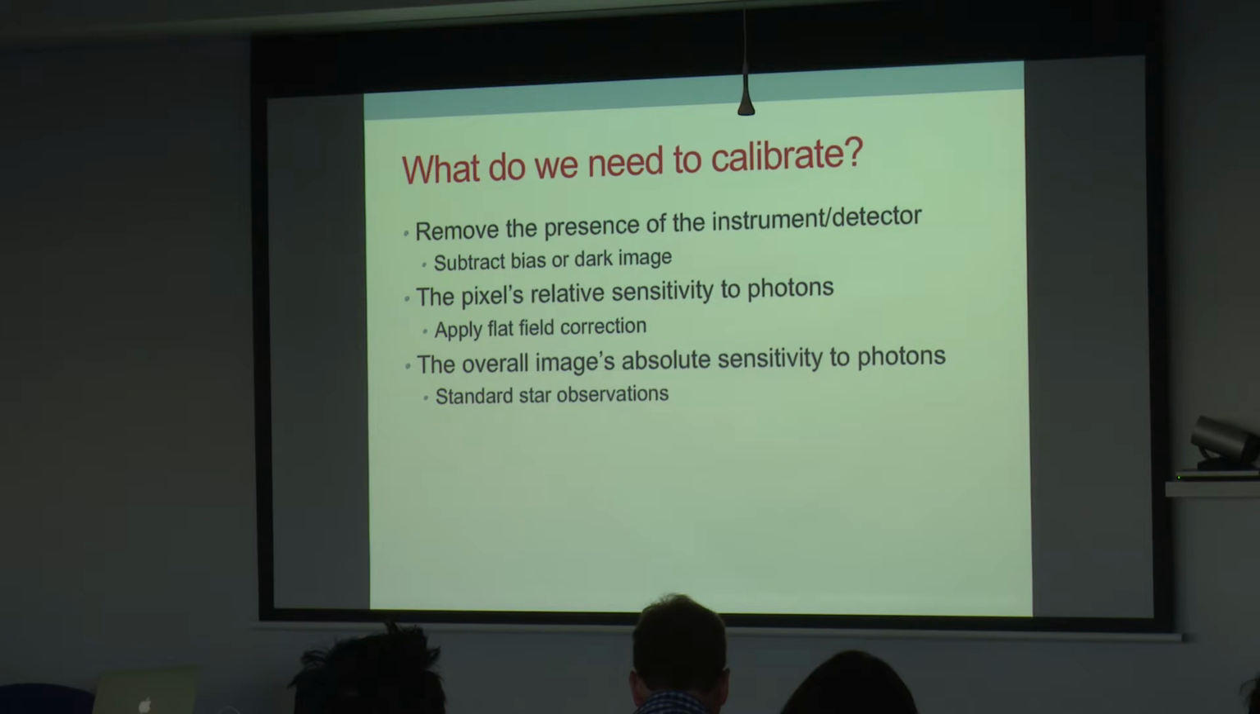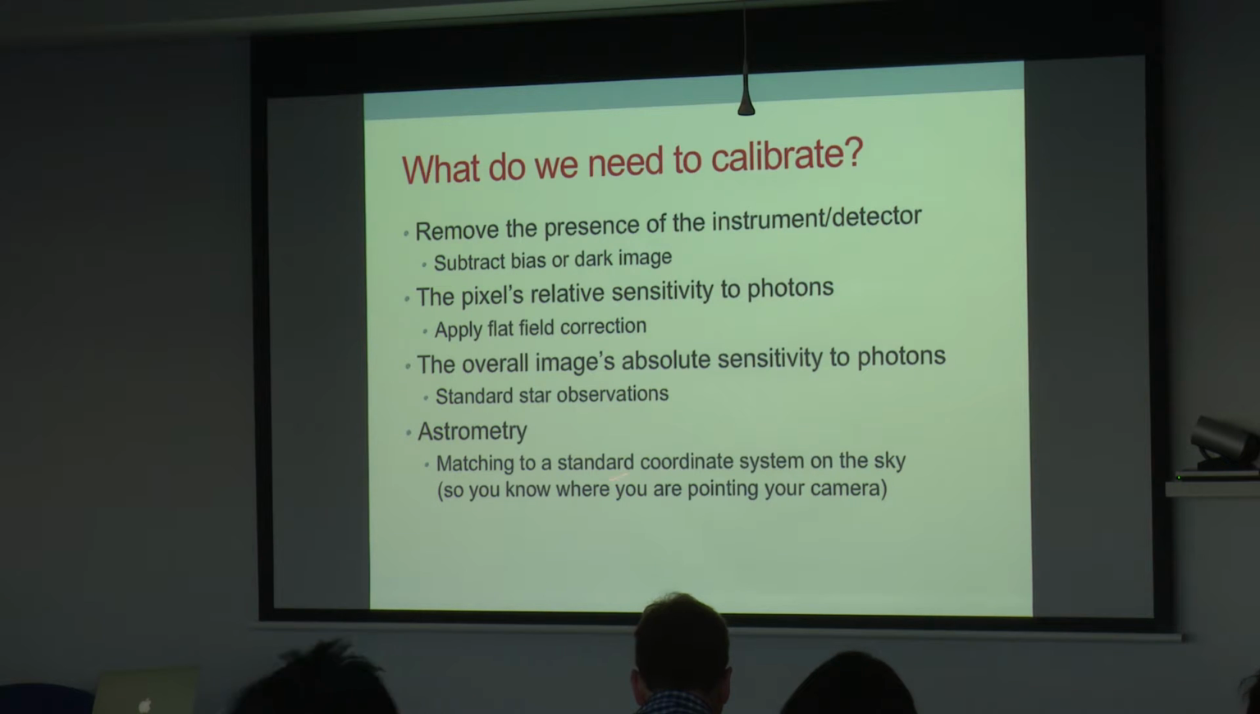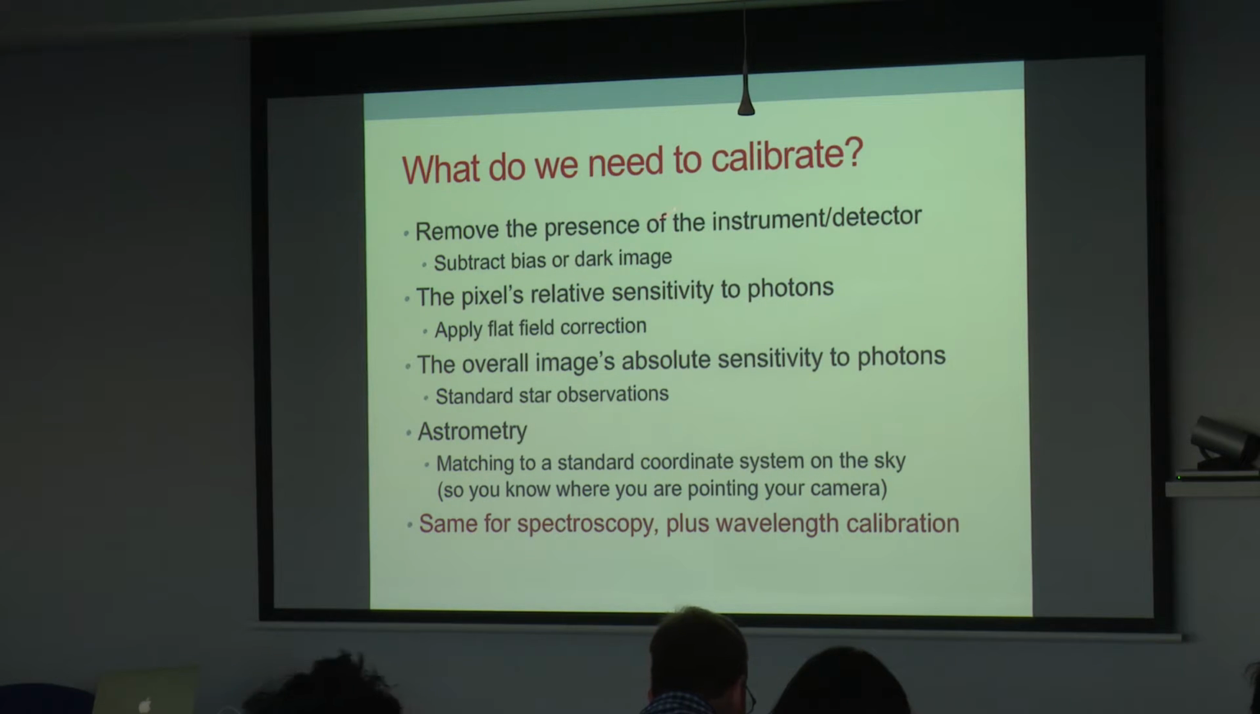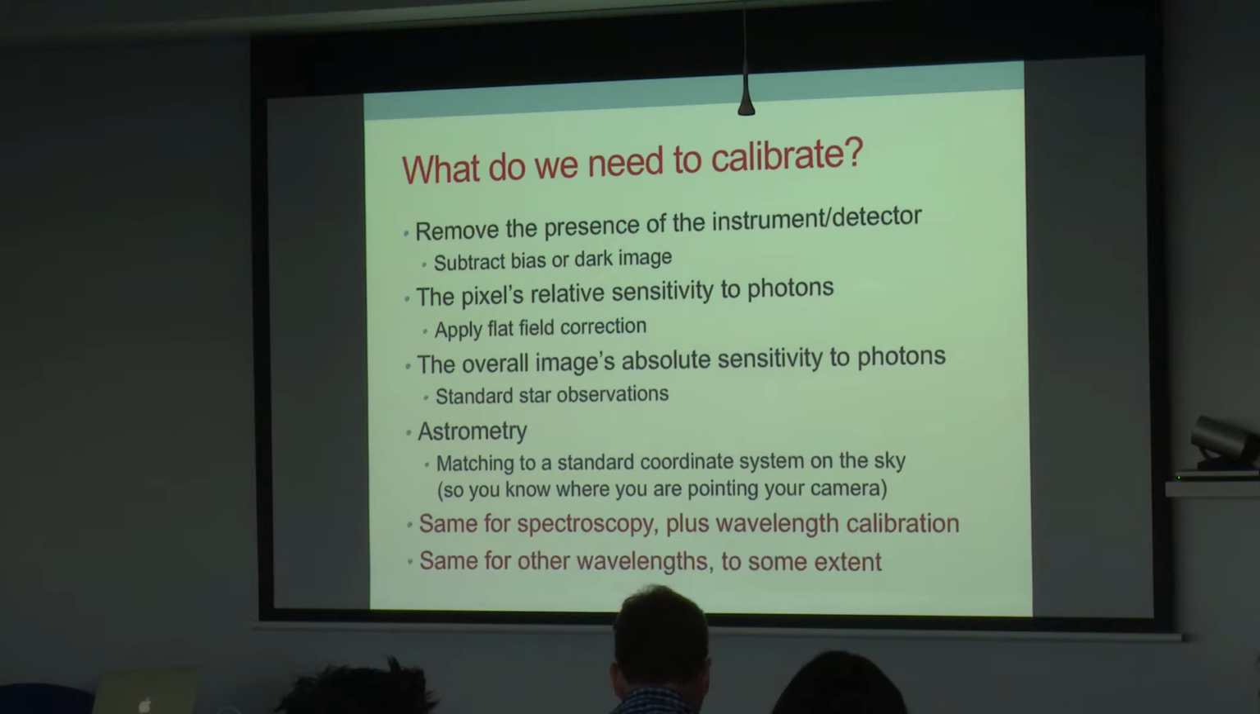And so to do that, you need to be on a common system where you describe the amount of flux or light you're seeing on a system that everyone uses. And to do that, you need to take standard star observations to calibrate the images. Astrometry, the use of positional information in astronomy, is pretty important, especially if you're taking images to follow up with spectroscopy. And all of this is more or less the same for spectroscopy, plus another calibration to wavelength. And it's also more or less the same for other wavelengths of light.